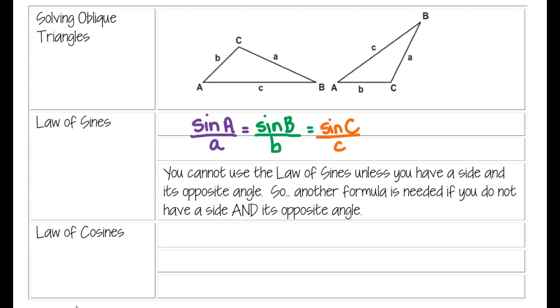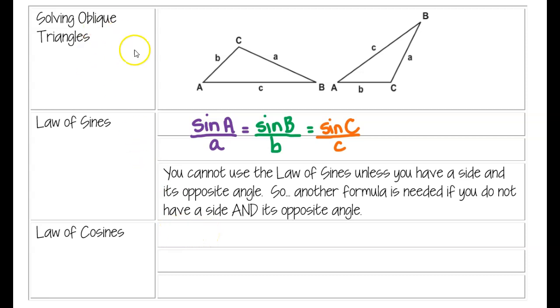Today we're going to be talking about the law of cosines. Just to refresh your memory, the law of sines says the sine of angle A divided by little a, which is its opposite side, is congruent to the ratio sine of angle B over little b, which is congruent to sine of angle C over little c. So you cannot use the law of sines unless you have a side and its opposite angle. Another formula is needed if you do not have a side and its opposite angle, and that leads us into the law of cosines.